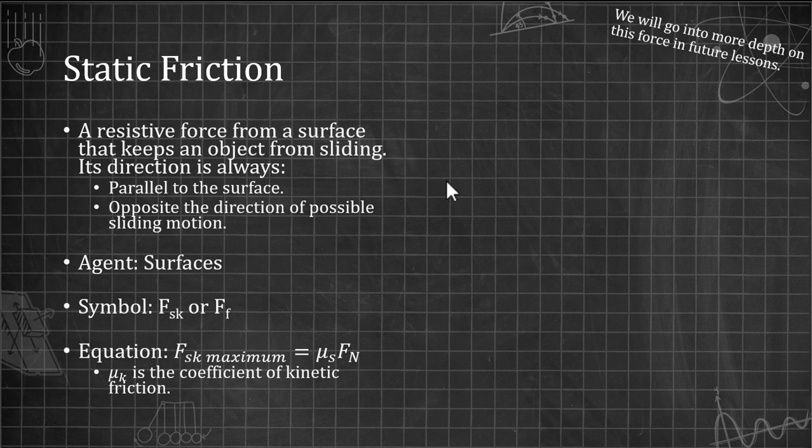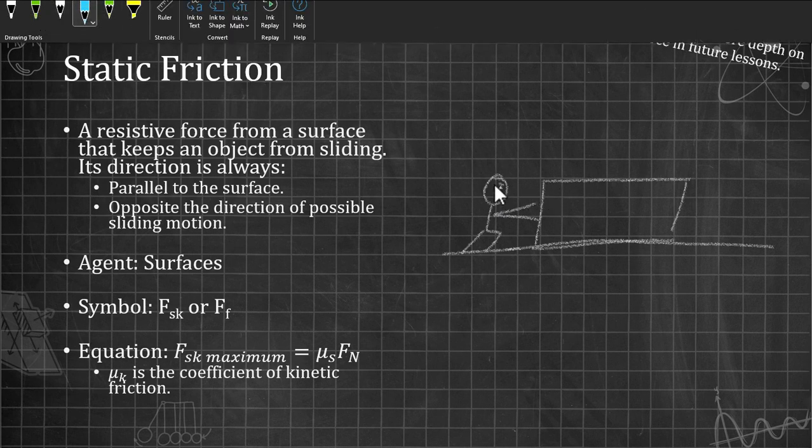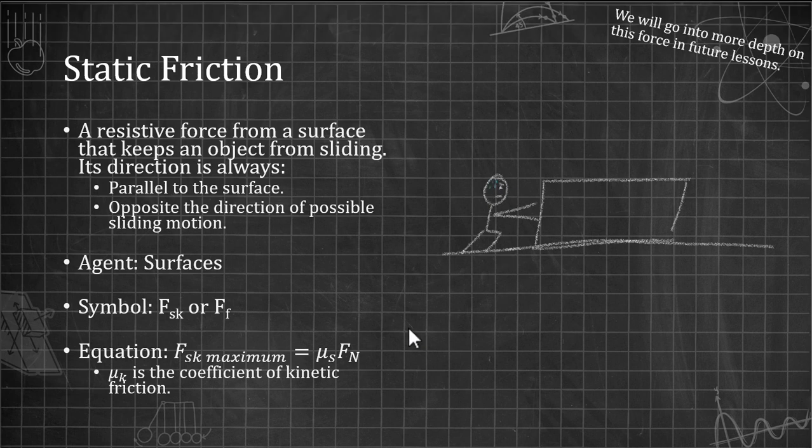The last type of force that can arise from a surface is the static friction force. So unlike kinetic or sliding friction, static friction is the friction that keeps something from sliding. So something is at rest relative to another surface. A person or some other force tries to move the object. The static friction is going to keep it from sliding on that surface. The agent is still the surface. The symbol should be F subscript SF for static friction, or just simply F subscript F. And the equation is that the maximum static friction is equal to the coefficient of static friction multiplied by the normal force.